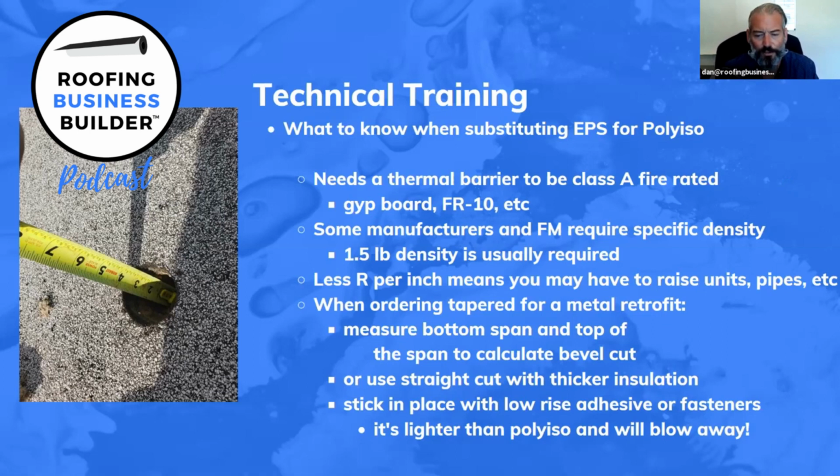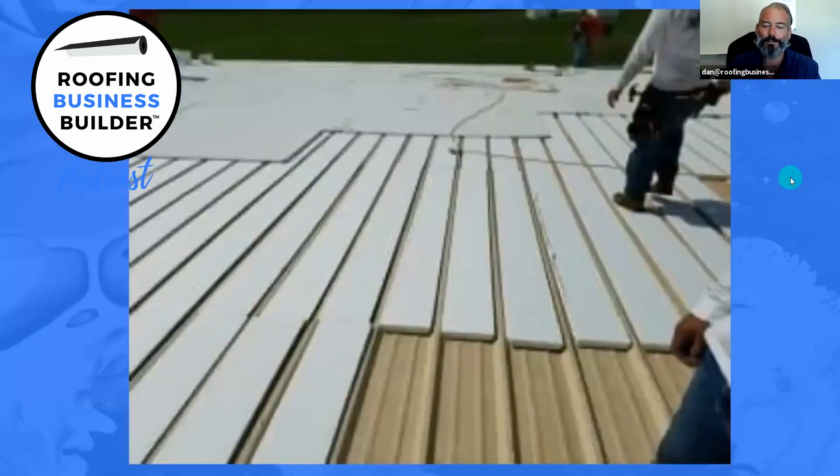So if you're using a straight cut, well, here we are. We want to use a straight cut with thicker insulation. We want to stick it in place with low rise adhesive. So if the wind's blowing, you may have to put some low rise adhesive. So this is an example here.